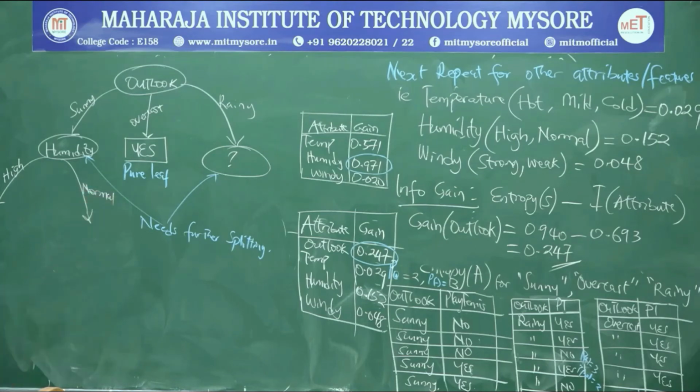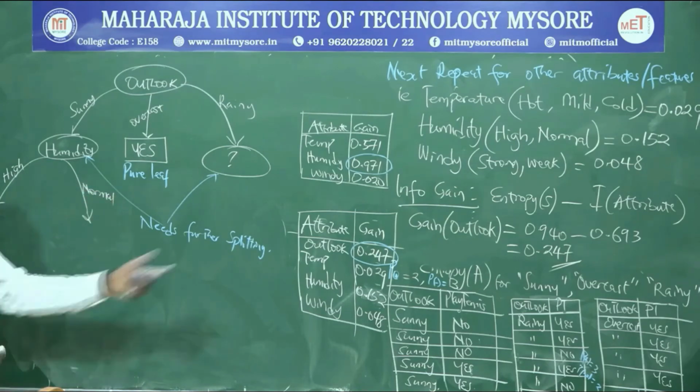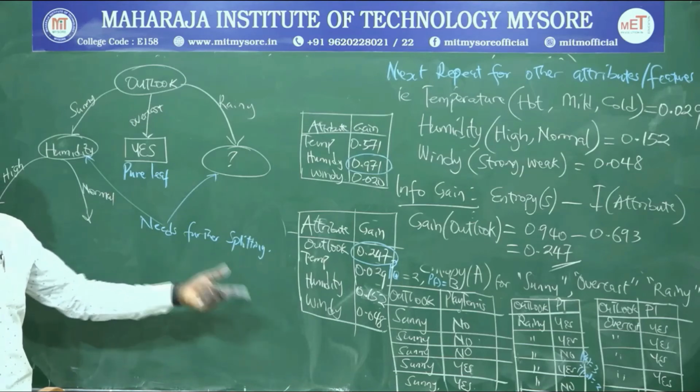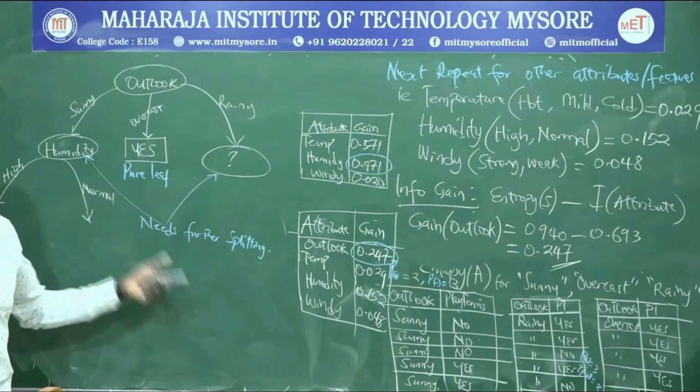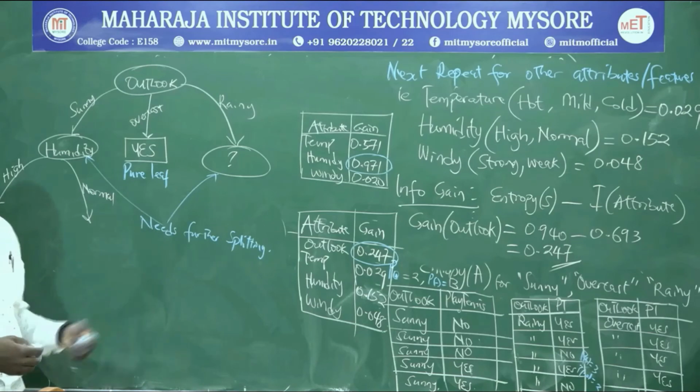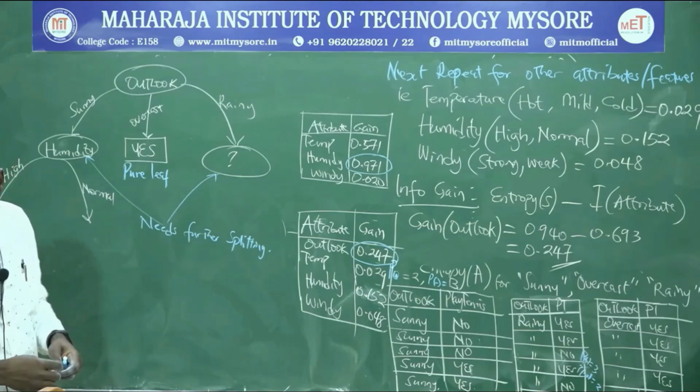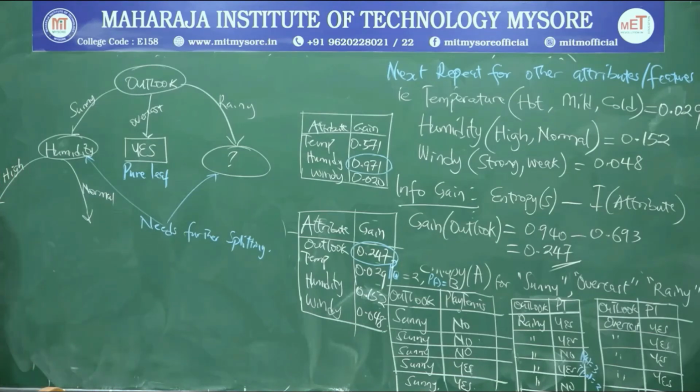Now, high, check. Humidity, see, I didn't draw the table, okay? That's why I want you to follow along. You trace it, and then you'll be able to understand what we are doing. So, for humidity, for high, we had no, and for normal, we had yes. So, for high, it was no. We are done. Normal, it was yes. So, you see, these again are pure leaves now. So, we got another pure leaves. No further splitting.